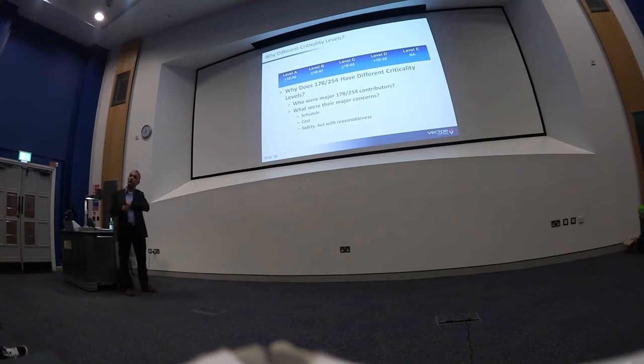So for the authority, the problem of safety is the first one, okay? For a company it's maybe the fourth or the fifth, okay? So the contributors of the DO-178 were authority and industry. So the compromise was to have a criticality level. This function is very important for the plane, because if it's not working, all the people will die. Okay, this is level A.